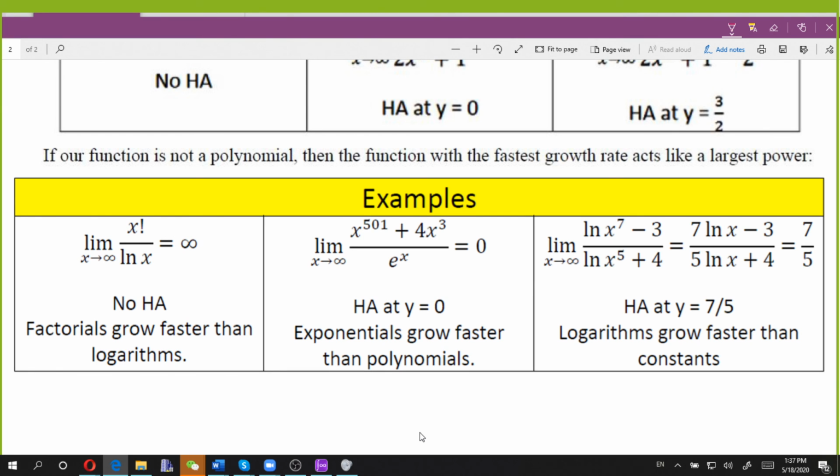And then here, if I use properties of logarithms to pull this apart, with the power property of logarithms, I can move this power down. I'll get 7 ln x over 5 ln x. The 3 and the 4 are constants, so my fastest growth rate are the logarithms, which are growing at the same rate, ln x, so I'll approach the fraction of my coefficients, which is 7/5. Any questions on any of these three? Okay.